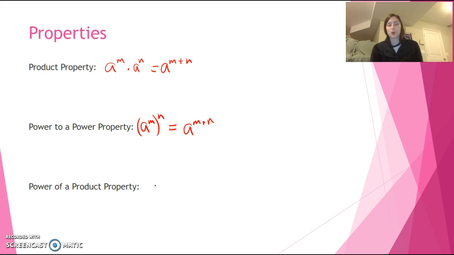And then we could have the power of a product property. And so that's when I have something like a times b, all of that to the mth power. And so what I'm going to do is distribute this power between all my bases. So I would have a to the m, b to the m. And that works even if I have powers within here. I would just use the power of a product property with the power of a power property. So as you go along and we get further into powers, you're going to get into problems where you have to use multiple properties or rules, whatever you want to call them.